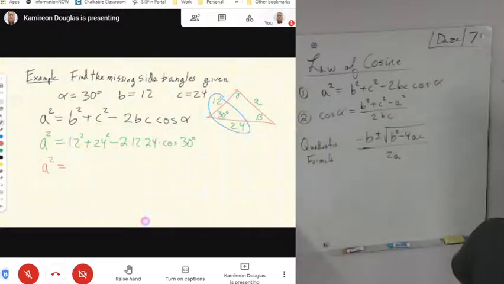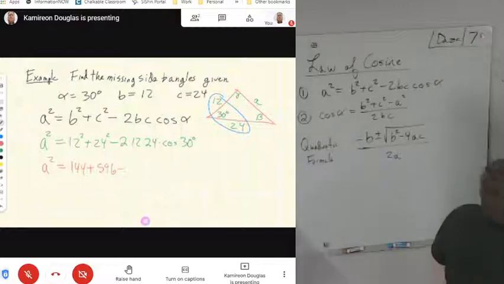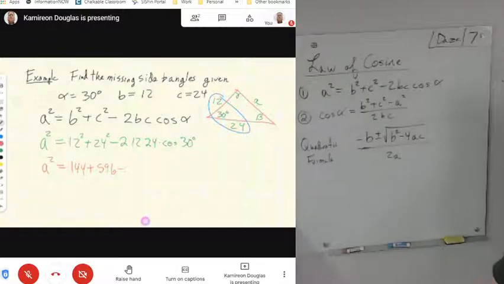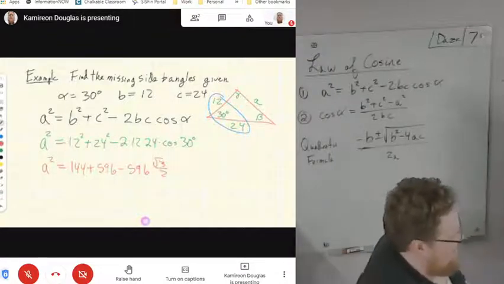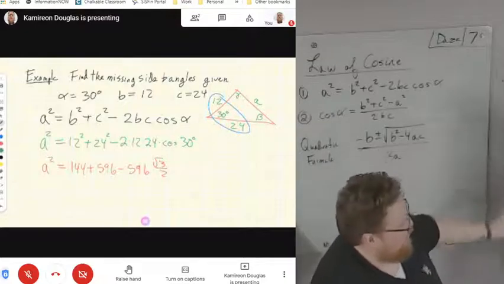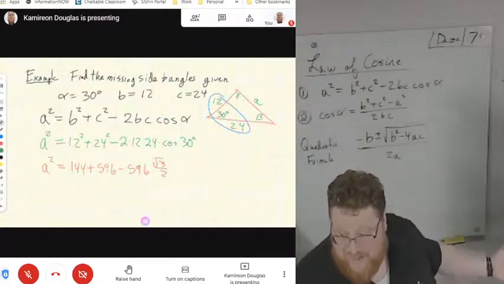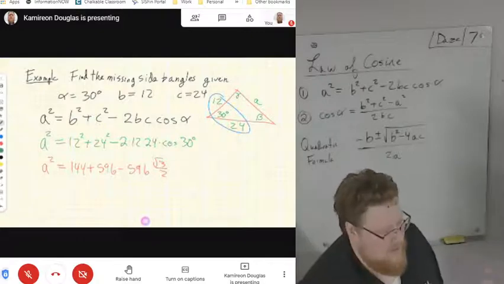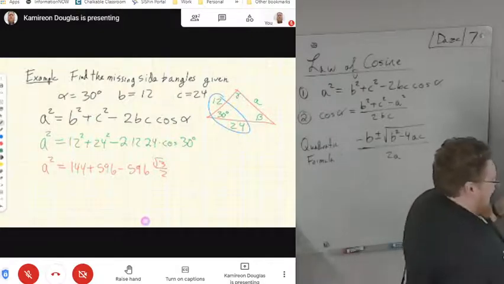All right, I'll do it by hand. 12 squared is 144. 24 squared is 596. Minus 2 times 12 times 24. 2 times 12 is 24, times 24 would be 596. Cosine of 30 is square root 3 over 2. Like I said, trying to do it all by hand is kind of fun. You can do as much as you can by hand if you want to. Calculator is fine. Don't feel pressured to do it all by hand. I just don't have anything else to do right now.